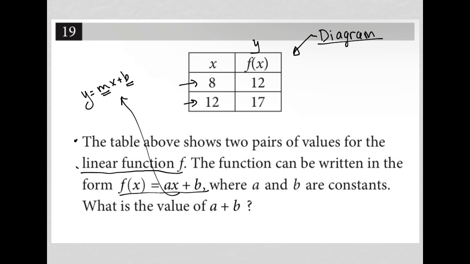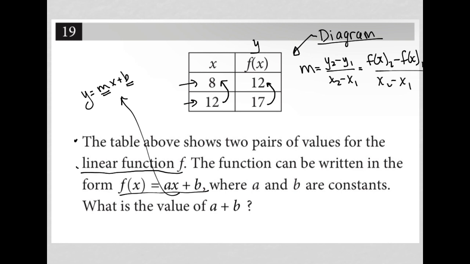Well, the easiest thing to find first will be the slope. So the slope is going to be the difference of these f of x values divided by the difference of the x values. So m, you may have seen it this way, is the same as y2 minus y1 over x2 minus x1. It's just that for this particular question, we're not dealing with y's, we're dealing with f of x, so I could call it f of x2 minus f of x1 over x2 minus x1. So we would have 17 minus 12 over 12 minus 8.